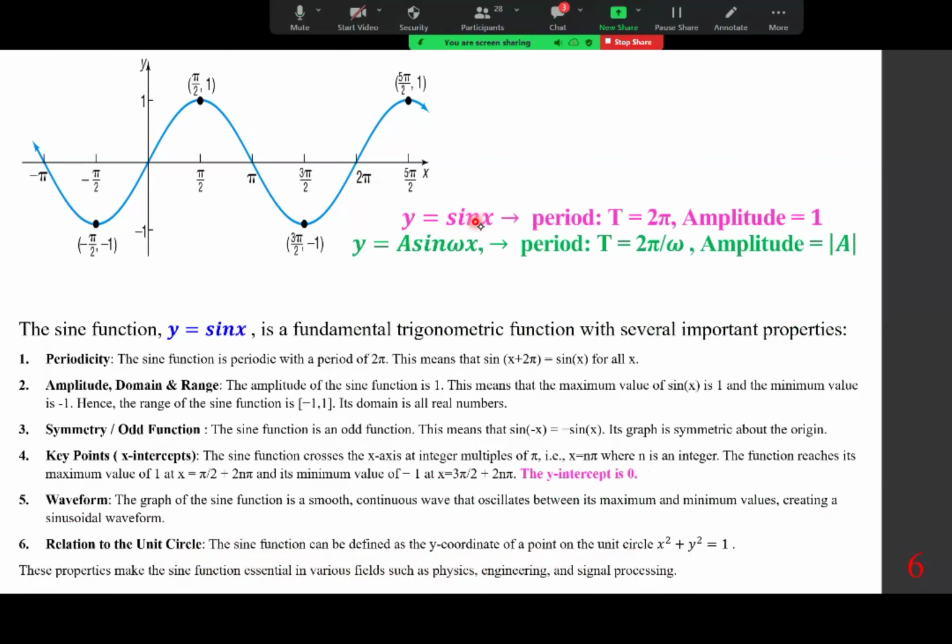And these properties make the sine function essential in various fields, such as physics, engineering, and signal processing. Now, y equals sine x: period is 2 pi, amplitude is 1. Y equals a sine omega x: period is T equals 2 pi over omega, amplitude is the absolute value of a. See, the number in front of sine is 1, that's why we didn't put the absolute value, and it's positive always. And domain, of course, from negative to positive infinity.